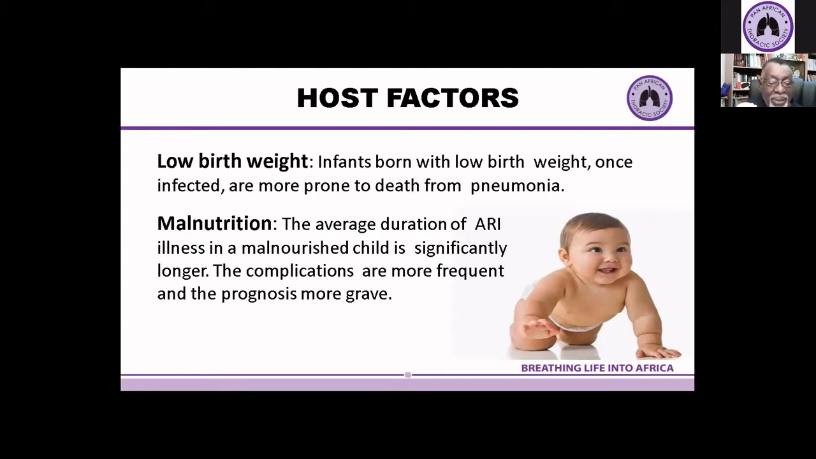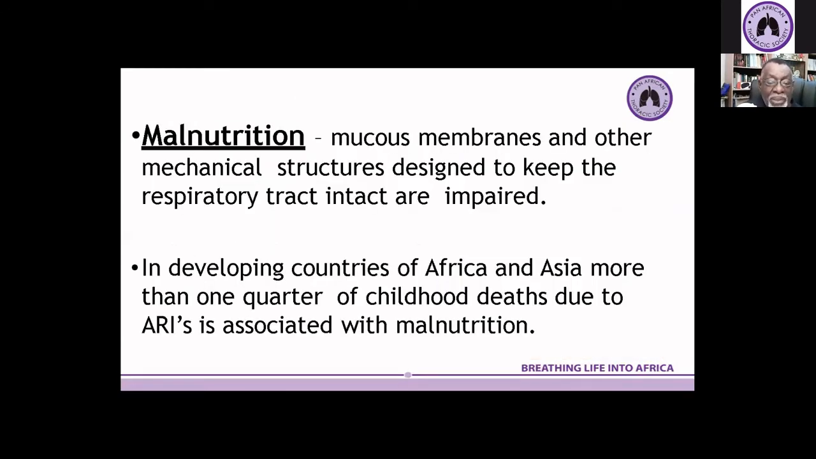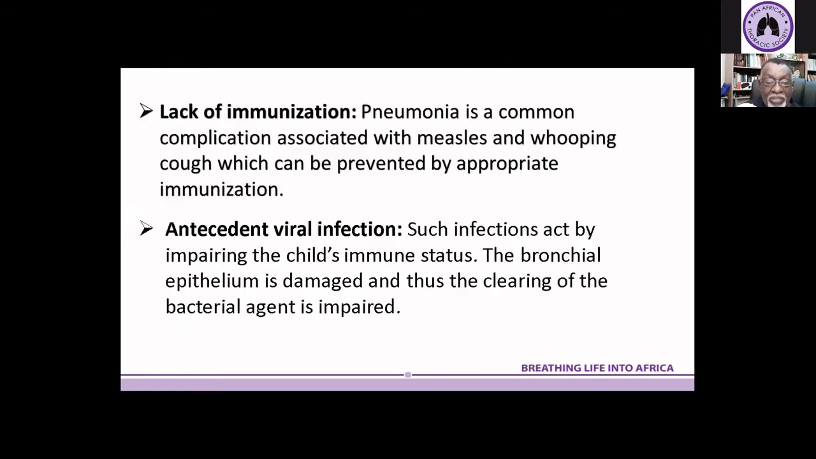Malnutrition also significantly lowers the resistance of the child to infection and often has grave consequences, because it interferes with the mechanical structure of the respiratory tract, which may end up not being efficient in warding off bacterial or viral infection. Lack of immunization is a common problem, with diseases such as measles and whooping cough, which can be prevented by appropriate immunization. We now also have the pneumonia vaccine, which still has low coverage in most of Africa.